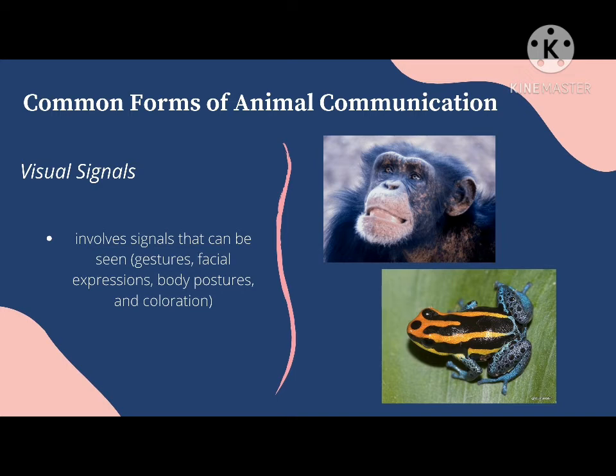This communication involves signals that can be seen, like gestures, facial expressions, body postures, and coloration. For instance, a chimpanzee can communicate a threat by raising their arms, slapping the ground, or staring directly at another chimpanzee. Changes in coloration also serve as visual signals. Another example is the bright coloration of some toxic species, like the poison dart frog, that acts as a do-not-eat warning signal to predators.